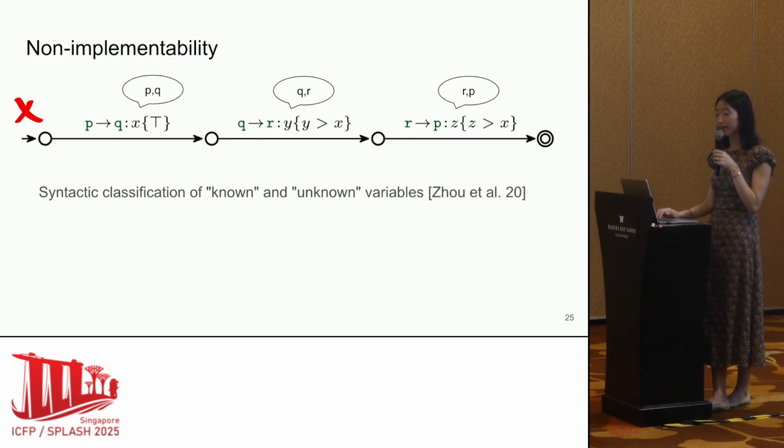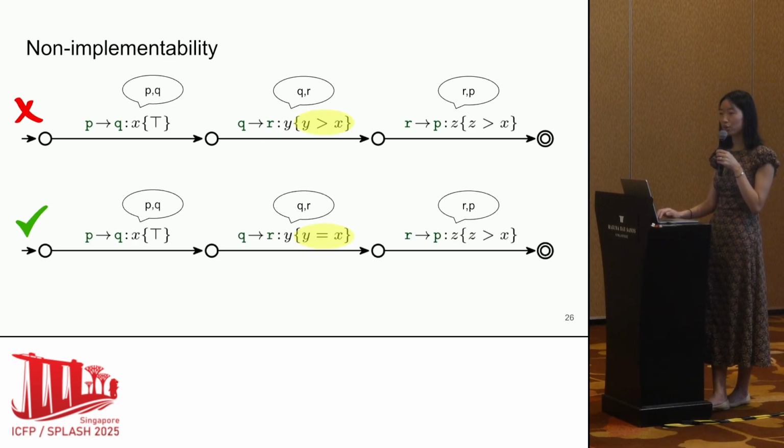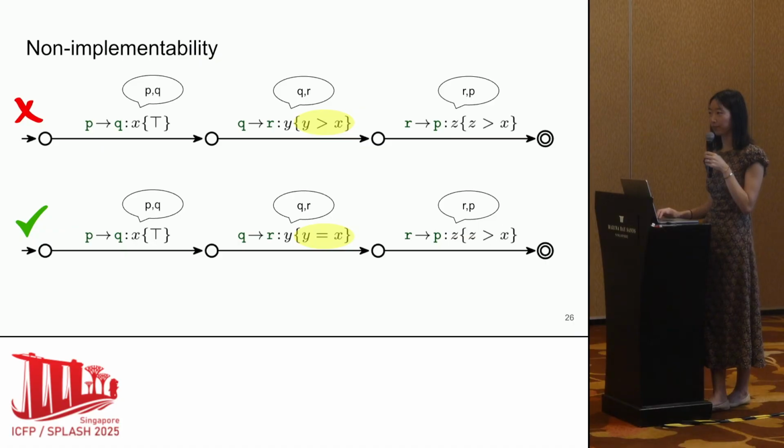However, this syntactic classification is only a sound approximation, and here is another protocol that admits the exact same syntactic classification of known and unknown variables, yet is implementable. And the only change that I've made here is to change the predicate y greater than x to y equal to x, so that R can indirectly infer the exact value of x through the value of y.